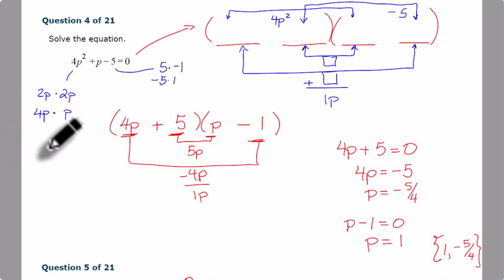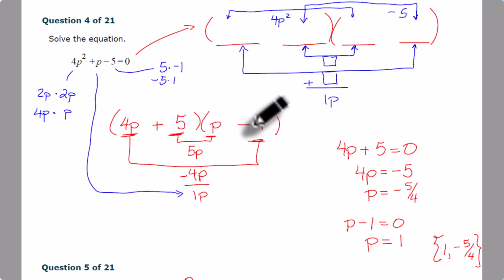However you pick them, when you calculate the middle and you add the outside, I've got to get that middle piece. So I picked 4p and p, that is the 4p squared. 5 times minus 1, that is the minus 5. The middle gives me a 5p, the outside a minus 4p, and when I combine those, I get 1p, which is the middle piece. All right, so then I just grab each of my parts.